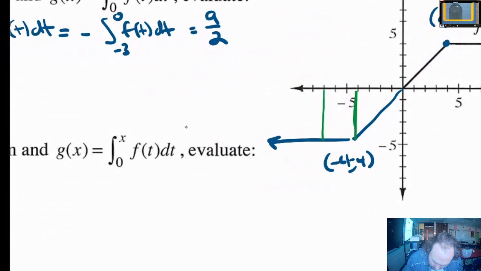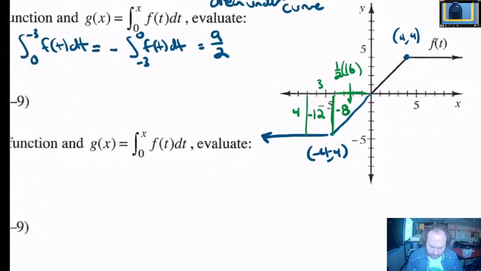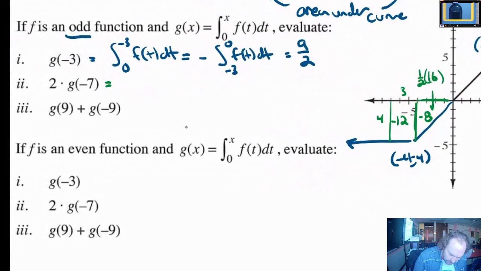This triangle is 1/2 times 4 times 4, 1/2 of 16, which is equal to 8. And this is going to be a 3 by 4 rectangle, so that is 12. And technically it's negative 8 and negative 12, but we're going to make it opposite anyway, so it's going to become 20. This is going to end up being 2 times 20, which is equal to 40.